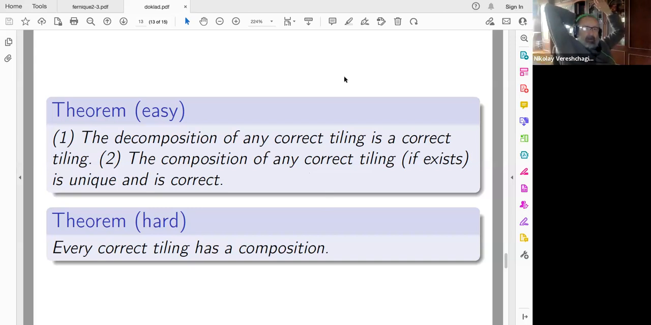Because then we will know that every correct tiling has a composition. That composition is unique and it is correct by the previous theorem. Then it has again a composition which is unique and correct, and so on. So we will obtain that any correct tiling can be composed infinitely many times, and hence is hierarchical.